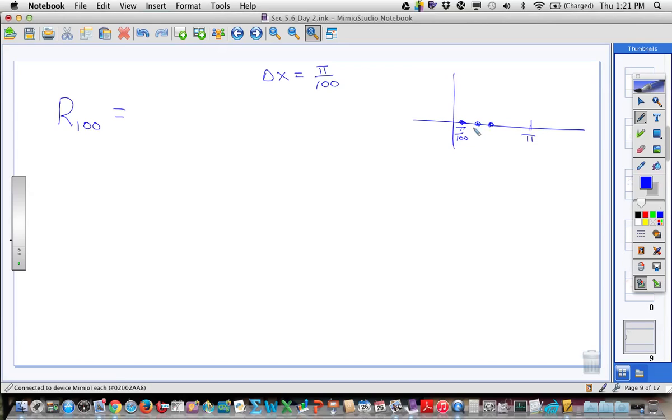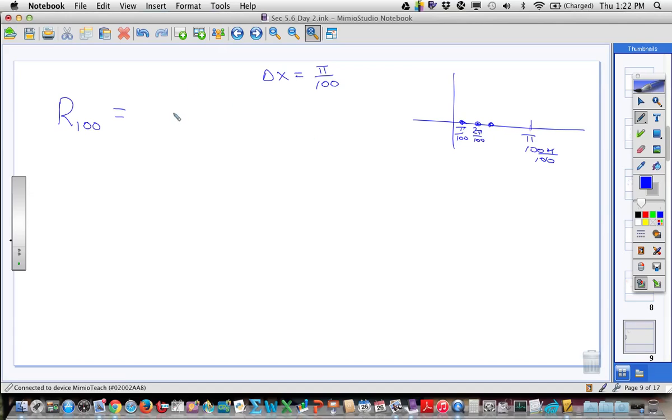What's the next one? Good job. Not pi over 50. We write 2 pi over 100, 3 pi over 100, 4 pi over 100. The last one? Pi. 100 pi over 100, right? That's the last one, which is, again, still pi.